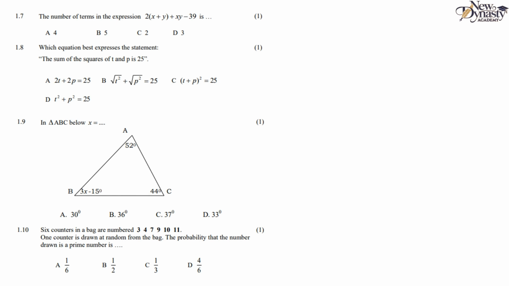1.7 says the number of terms in the expression 2 into x plus y plus xy minus 39 is. Now you need to remember that terms are only separated by a plus and a minus sign. So when you count how many terms there are, you should be able to count the terms in between the negative or the positive signs. In this case, we've got 2 into x plus y plus xy minus 39.